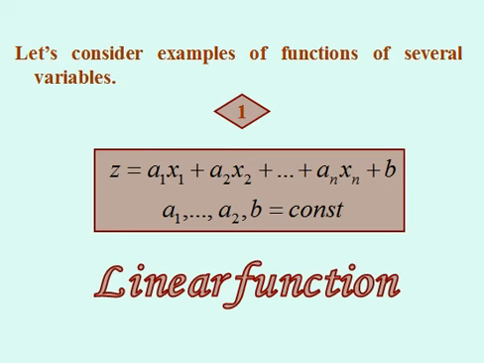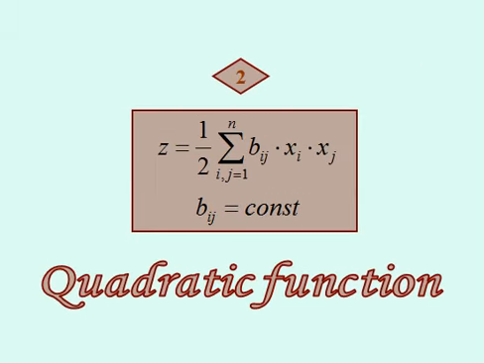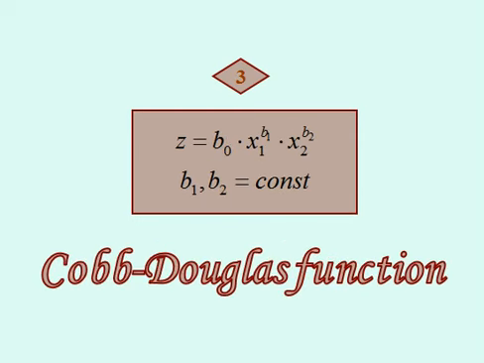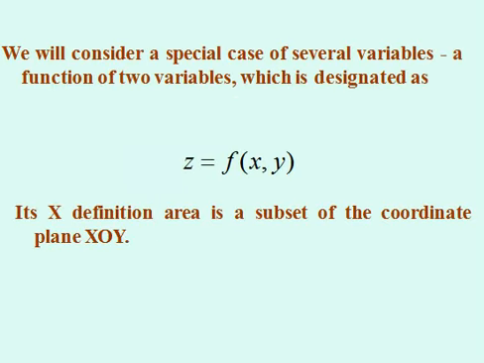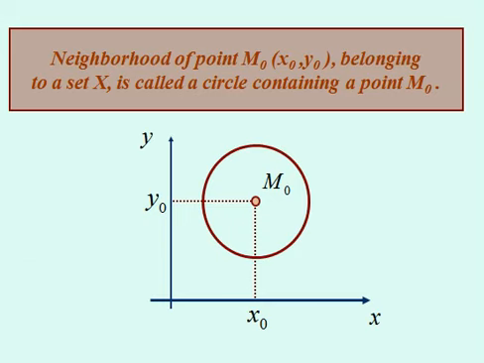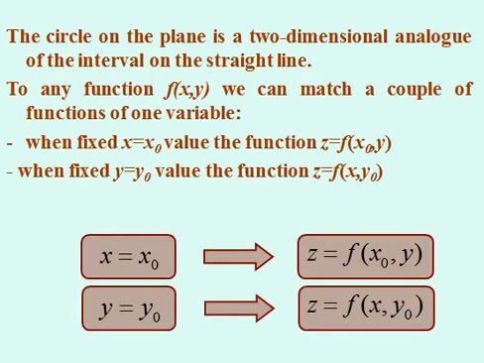Such a function we call linear, such a function quadratic, and this is like a Cobb-Douglas function. We call a neighborhood of a point M0 belonging to a set X a circle containing the point M0. When we fix one of the unknowns, our function becomes a function of one variable.